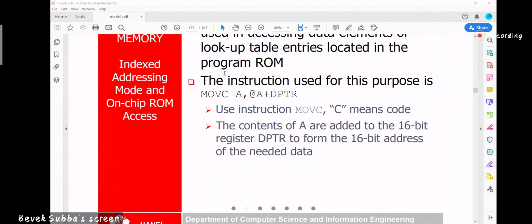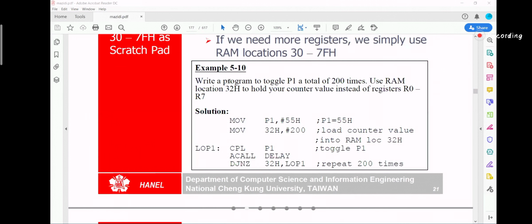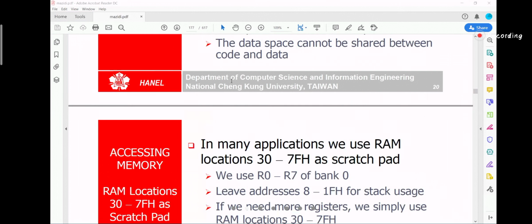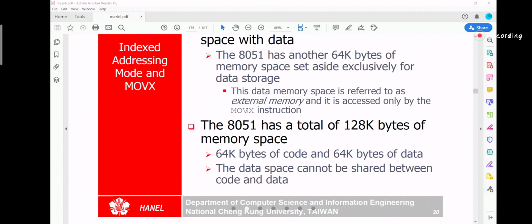And one more is there. See, I can go on. MOVC is to do with the code memory. And one more is there: MOVX. MOVX is something to do with external memory. That is data memory, not code memory. MOVX is your data memory which is outside. If you want to move something from external memory to inside, you have to use MOVX, not MOVC. Please note this.